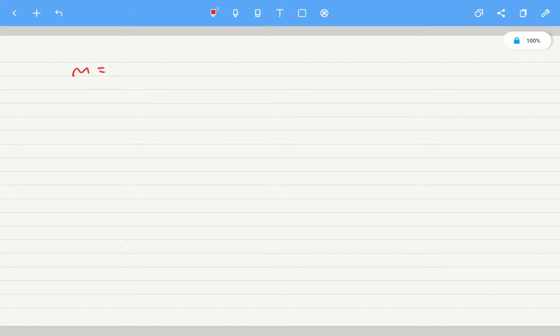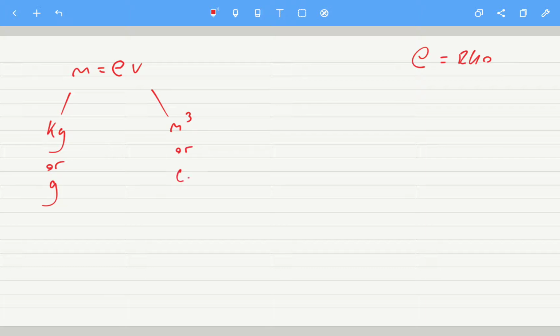So the equation: mass is equal to density times volume. Rho is kind of like a p that's been knocked over a little bit. Let's write that down. It's a Greek letter. So mass is density times volume, mass in kilograms or grams, volumes in cubic meters or centimeters cubed, and density is therefore in kilograms per cubic meter or grams per centimeter cubed.